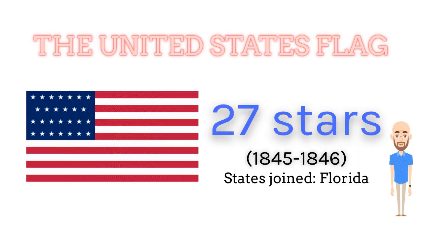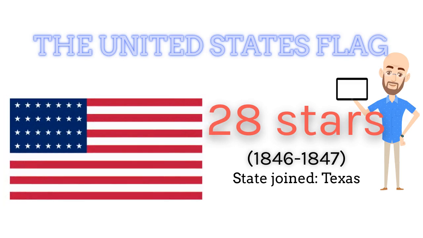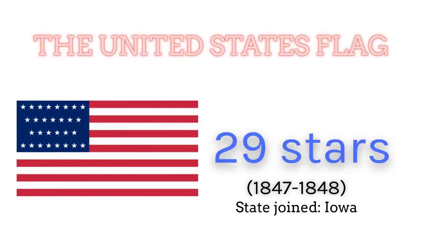Florida would be the 27th state into the Union. This flag would only last for 1 year. An independent nation since 1836, Texas would be annexed in 1845. They were the 28th state to join the Union. Texas is the biggest state in the lower 48. A state a year, a star a year seems to be the pattern that we are on.